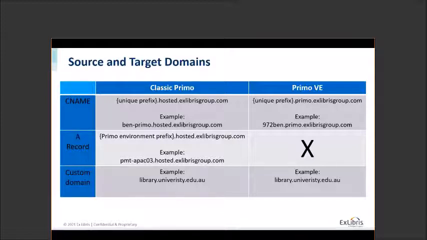Technically, there is an A record, which will start with an Alma environment prefix .primo.xlibrisgroup.com or an Alma environment prefix .alma.xlibrisgroup.com. I say technically because for Primo VE, you should use either your CNAME or a custom domain and not the A record.